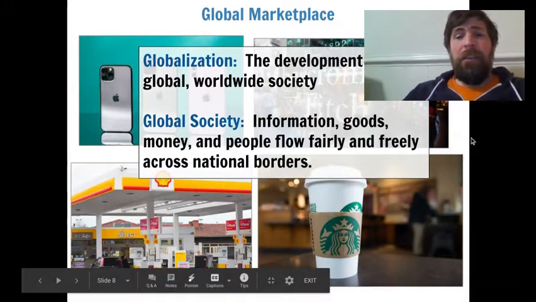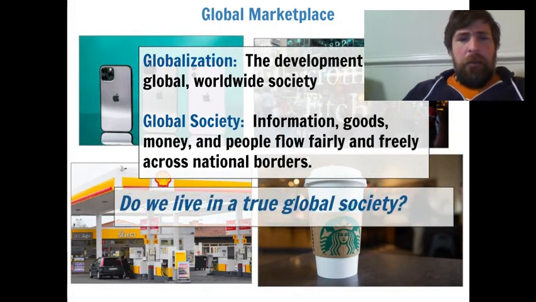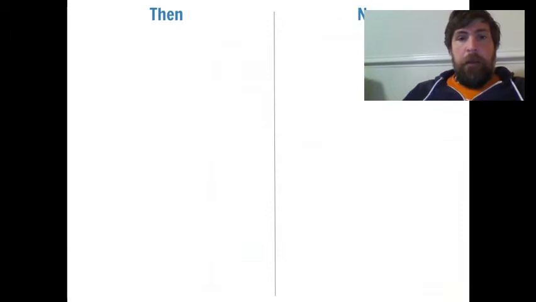I mean, in a world with the internet, it's almost impossible to keep information out of your country. It's going to come in. And countries like China that try to keep information out from the internet are not always particularly successful. Do we live in a true global society is an important question to think about, an important question to ask.